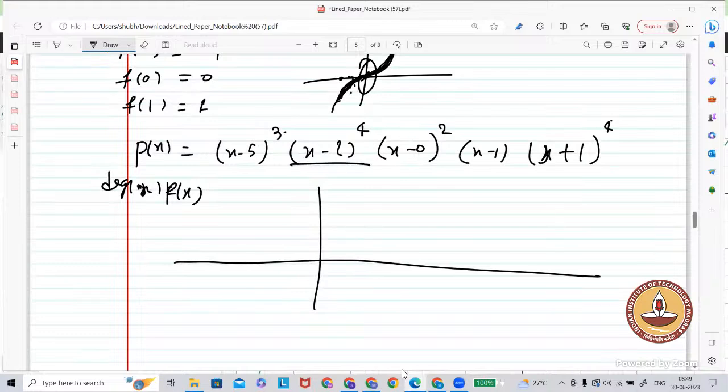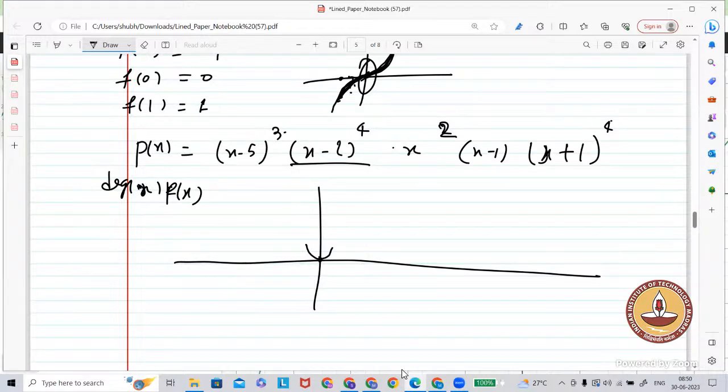Now see that the turning point and the multiplicity play a role here. Let's say from 0, that's exactly here is the axis. So at 0 it is an even degree, which means at 0 it will touch and go back. And the first thing to note is the end behavior.